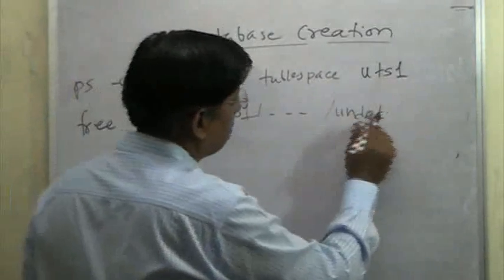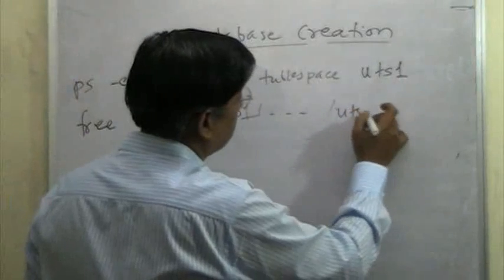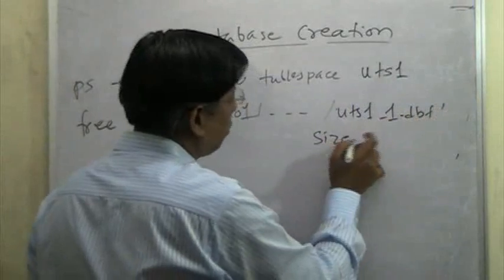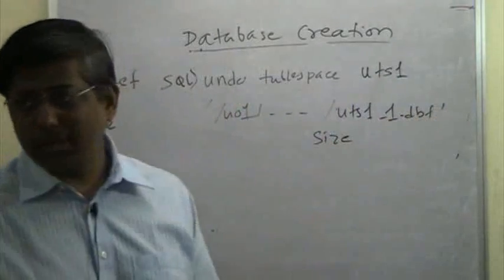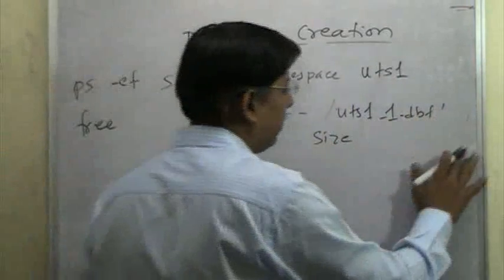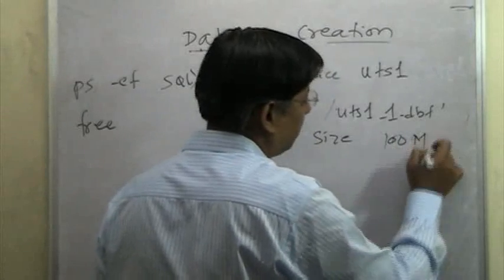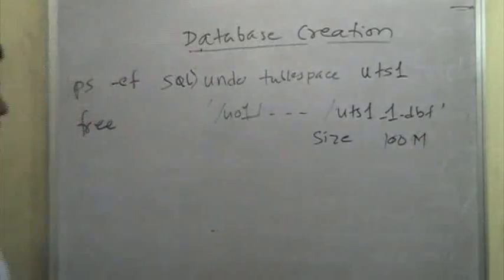The name of the file is, let us say, maybe UTS1_1.dbf, and the size. Now what should be the size of undo? Again, depending on the transactions, how many deletes are going to happen and all that stuff. Keep the size the same in our lab here, not gigabytes, just megabytes. Okay, so this is the undo.